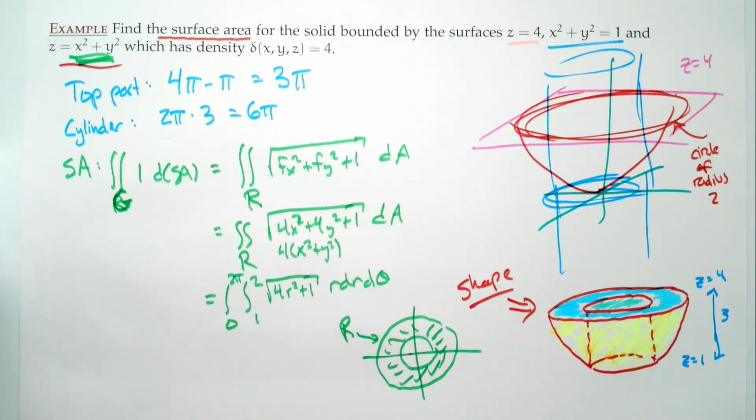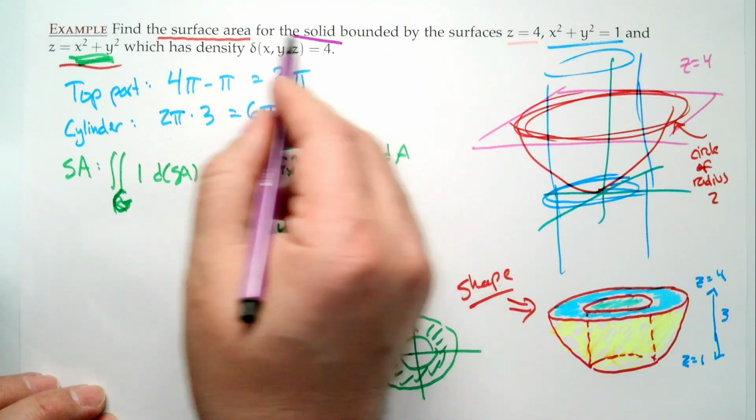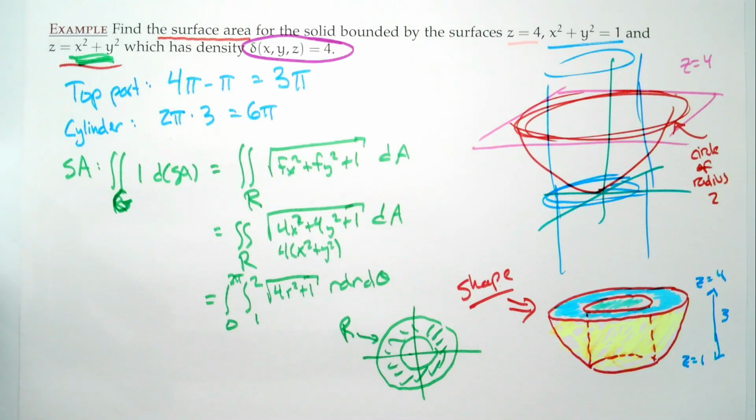And our time is just about up. Let me just point out one thing. There's something we didn't use on this problem. We didn't use the density. Did we make a mistake? No, it's surface area. Surface area doesn't depend on density.